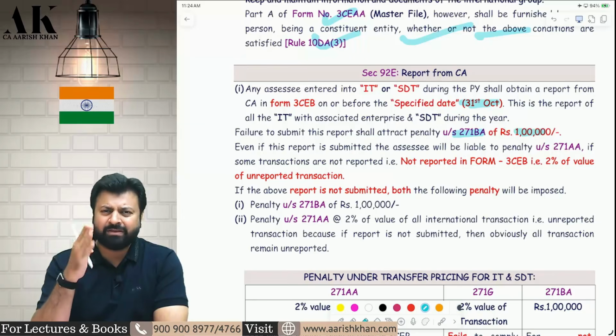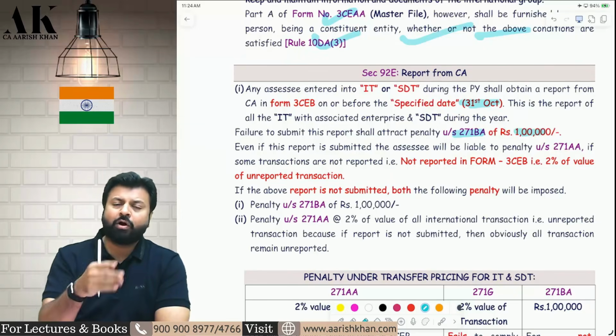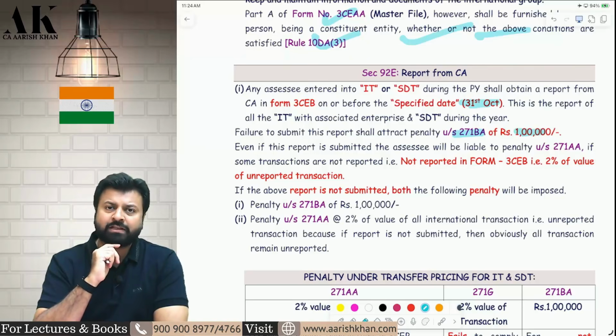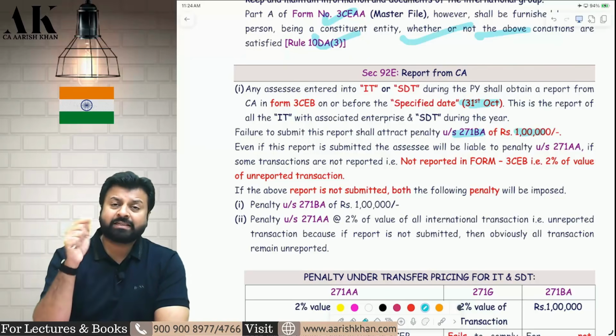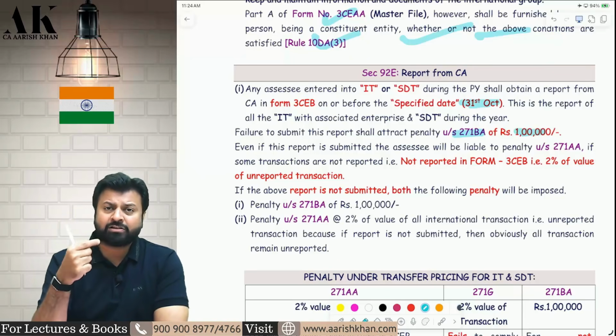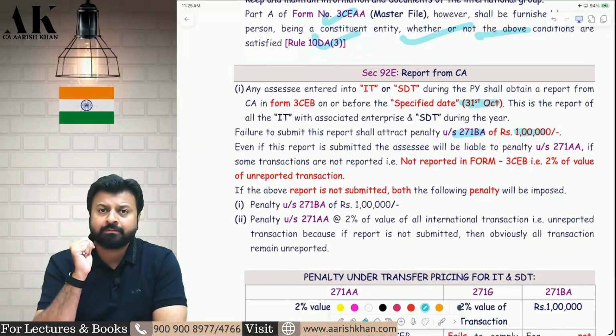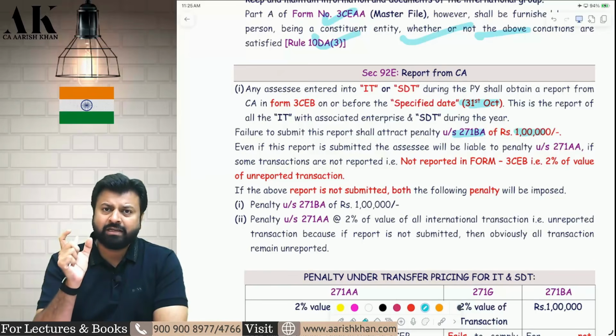So, what is Form 3CEB? Form 3CEB contains the list of all international transactions and specified domestic transactions, through which the assessing officer comes to know that these are the international and domestic transactions the assessee has done on which transfer pricing is applicable. It's a list of all the transactions. So, if you fail to give that particular list, then there is a penalty of 1 lakh rupees.